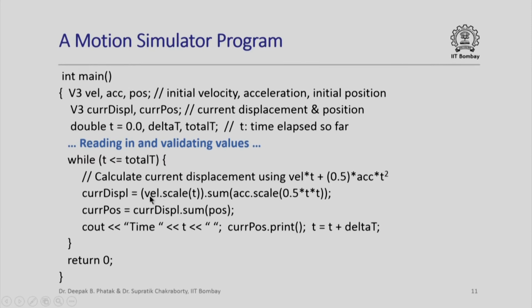We are going to scale the vector vel by t and then we are going to do a vector sum of that with the scaled version of the vector acceleration with 0.5 t squared. That will be the current displacement, and the current position is of course the vector sum of current displacement and the initial position. So we call the member function sum on the three-dimensional vector current displacement and pass as its parameter the initial position vector, and that gives us current pos, and finally we print out the current position using the member function print of current pos at time t and increment t by delta t and then keep iterating around this simulation loop.